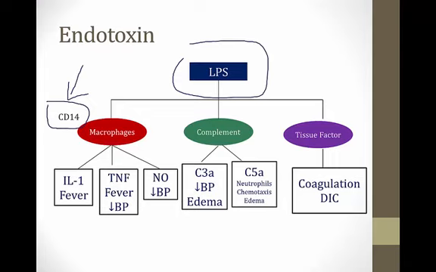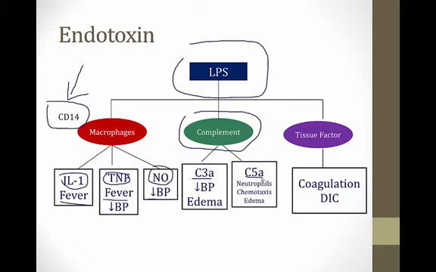Once these macrophages are stimulated through CD14, they can release IL-1 and TNF, which you should know are cytokines that are released by macrophages. IL-1 can cause fever, TNF can cause fever and hypotension. These macrophages have also been shown to release nitric oxide, which as you know is a vasodilator and can lower the blood pressure. Endotoxin and LPS can also activate the complement system, and when they do, complement C3A and C5A get released.